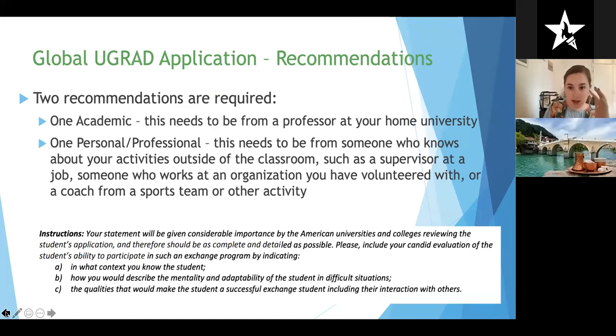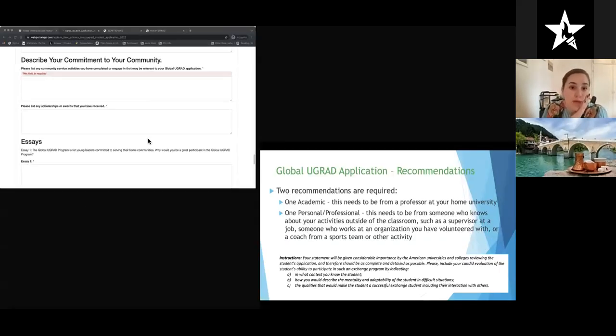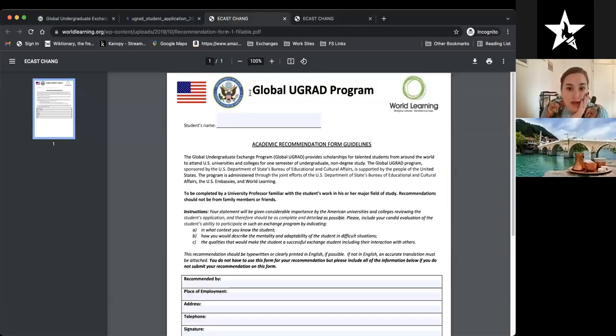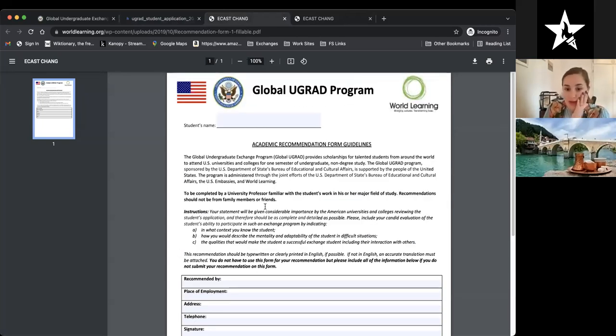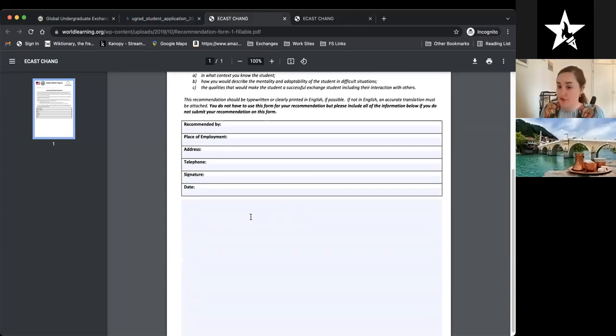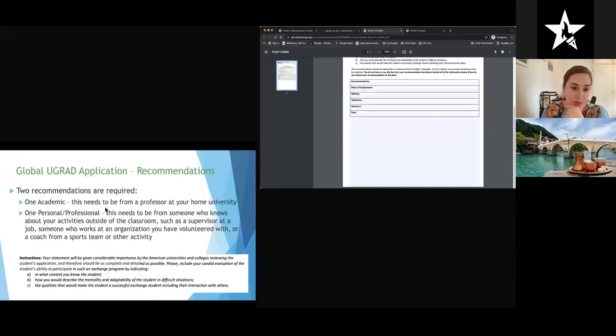So after the essays, the next part is the recommendation. So there are 2 recommendation forms required for the application. It is an actual form. Let me show you here. So this is the form that you have to have filled out. You give this to the person who is doing it, and they will fill it out and give it back to you so you can include it with the application.